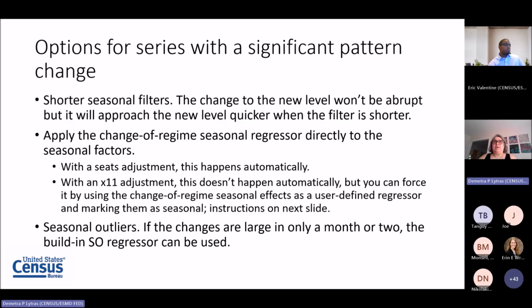With a SEATS adjustment, if you just add these change regime regressors, it automatically will apply them to the seasonal factors. With X11, you can apply them, but you just have to be kind of sneaky about it and read in the regression matrix as a user-defined regressor that's marked as seasonal. There's instructions for that on the next slide that I'm not going to go over, but they're there for your reference. Finally, another option is seasonal outliers. If you see that the change is really only big in a quarter or two, a month or two, you can use the built-in SO regressor instead, or at least try it out.